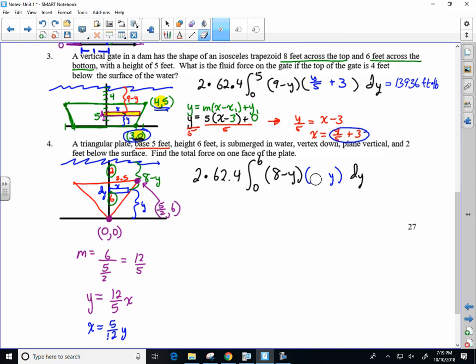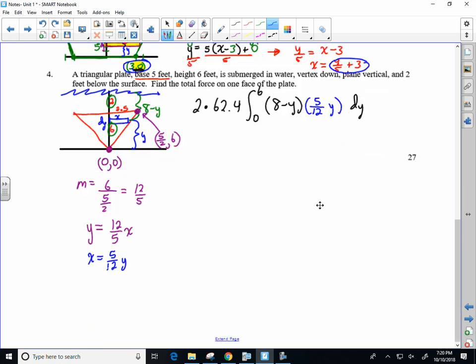Because you'll see that there's a lot of consistency with every other aspect of these kind of problems. You're always going to have a 62.4. Your lower and upper bounds of integration are going to be based off of the height of the figure itself. Total distance from the surface of the water to the bottom of the height minus y gives you your h. It's just what you're going to do to come up with the L that's going to make all the difference.